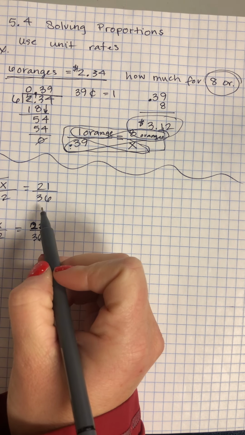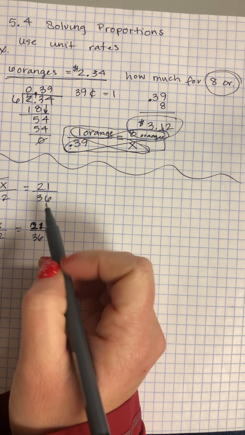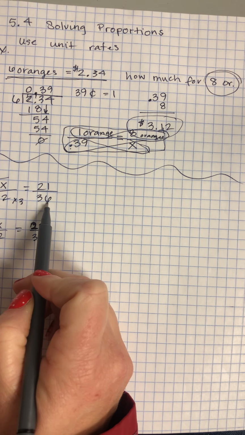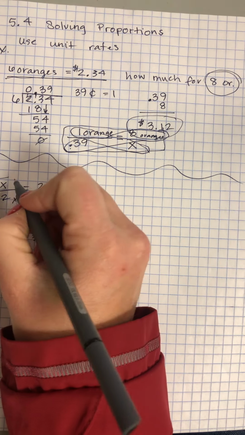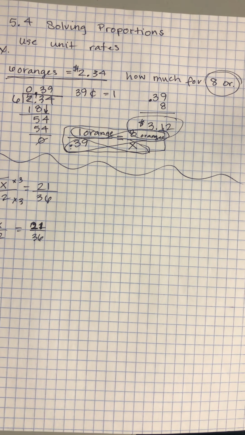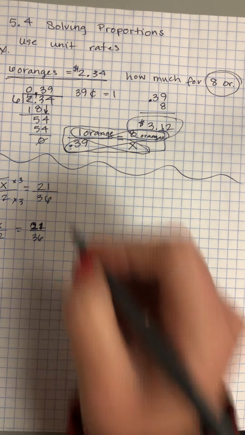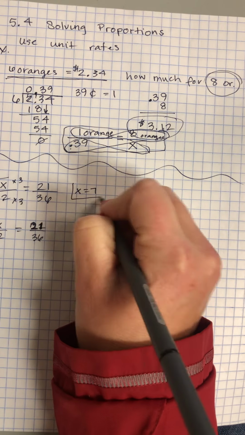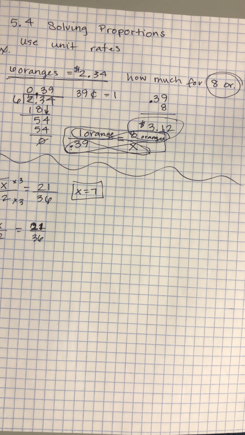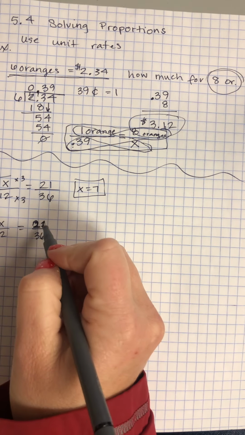How? Times 3. So if 12 times 3 is 36, then x times 3 must equal 21. What is x? 7. X equals 7, which is true. That is correct.